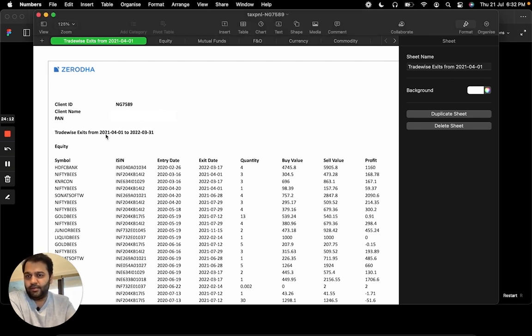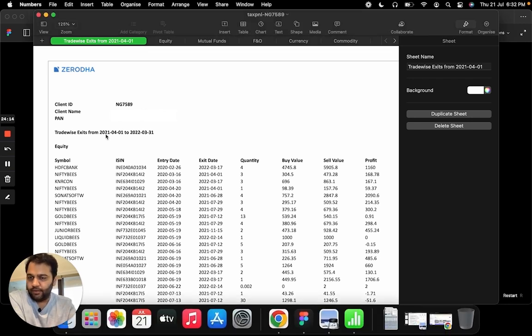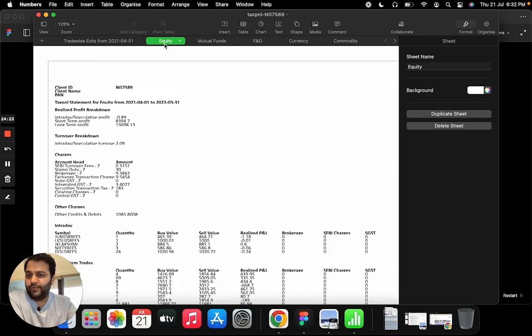In this case, it's for the previous financial year, for which I'm going to show you how to file your income tax return. So this is the summary. You can also see all the different segments. So equity, mutual funds, F&O, currency and commodity, etc. Right? Let's just very quickly take a look at equity tabs. So you can see that there is the period for which this report is generated and the account details.